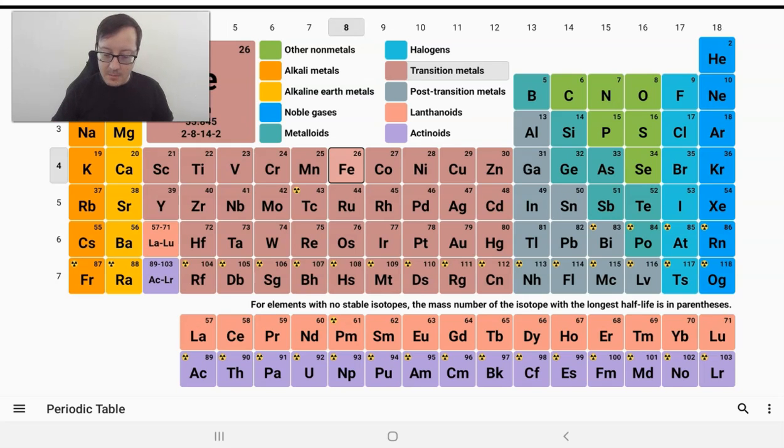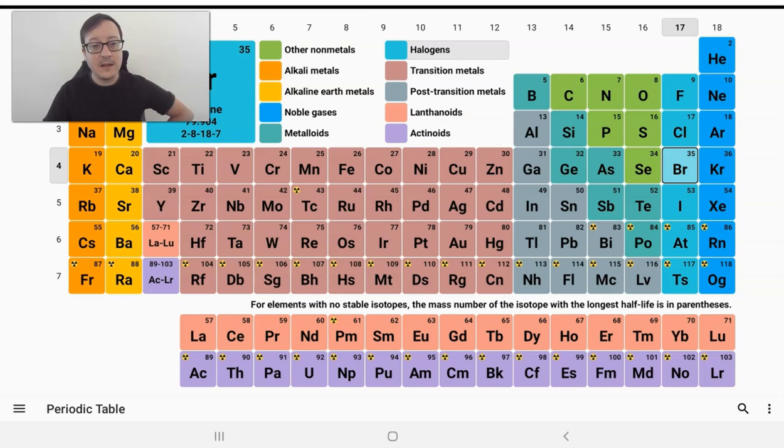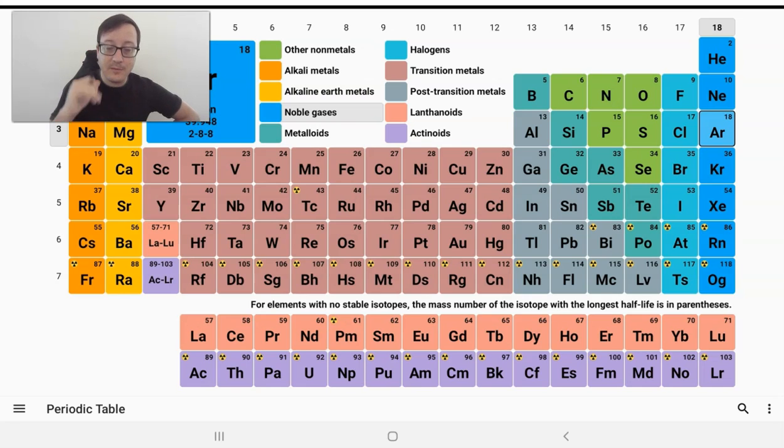There we go. The light green ones are just non-metals in general. And then the sky blue turquoise-ish group 17 is called the halogens, like bromine, for example. And then the last column, the blue one, like argon, are noble gases. So at the top of this, we have 1 through 18 columns on the periodic table. Those are called groups. Some of those groups, like the alkali metals, alkaline earth metals, and noble gases, have special names. You'll want to learn those.